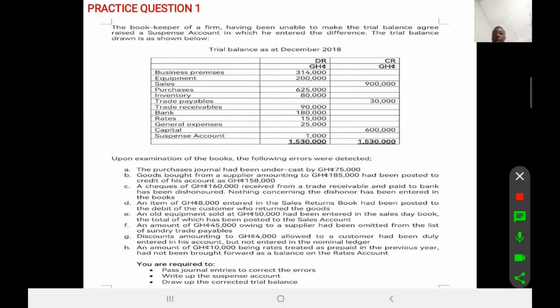And the following errors were found upon investigation, that occurred in the books. So that is what we're going to look out for, and then correct them and know how to deal with the suspense. Because once you're able to correct these errors, the suspense account will close at the end of the day. After that, we start with the manufacturing account.